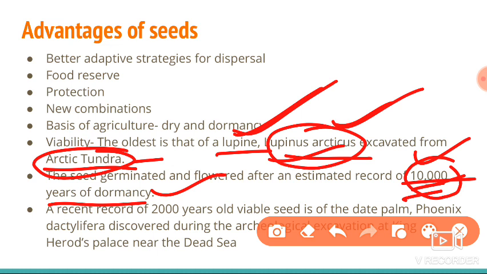And next, a recent record given here of about 2,000 years, is the date palm. The scientific name is Phoenix dactylifera. Phoenix dactylifera is the scientific name of date palm. And what is the viability or dormancy time? That is around 2,000 years. Up to 2,000 years they are able to survive, or they have that dormancy time.